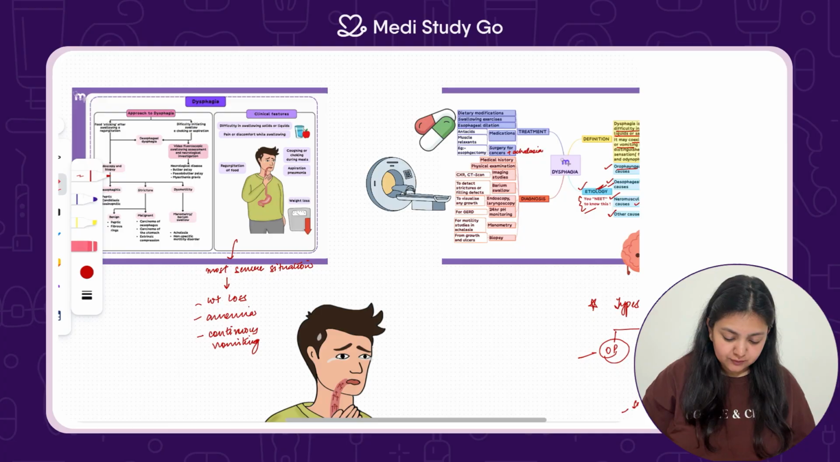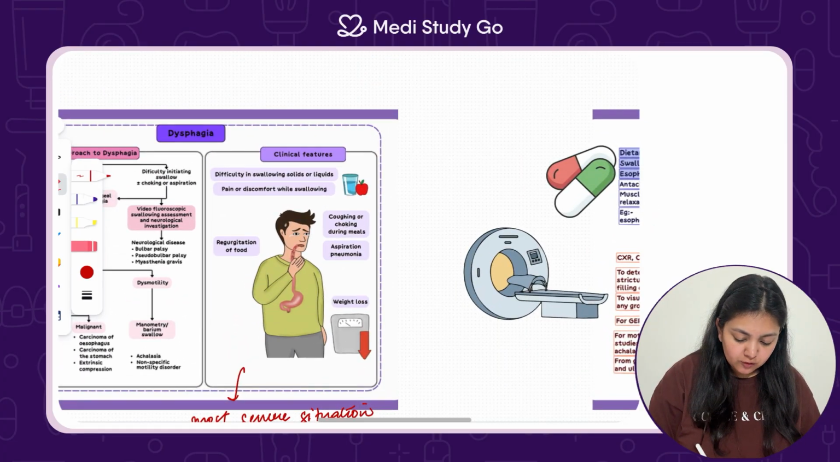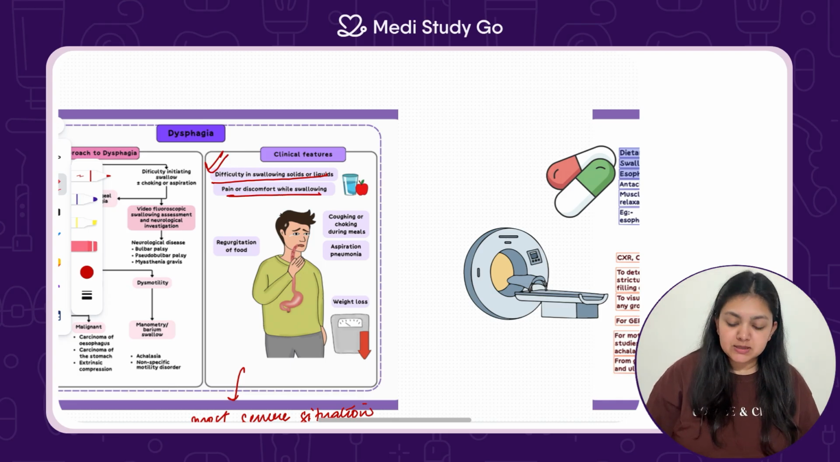we need to know what the patient actually suffers from and what are the clinical features. So first and foremost is obviously difficulty in swallowing solids and liquids. There is pain or discomfort while swallowing. So if pain is present, the term will become odynophagia.